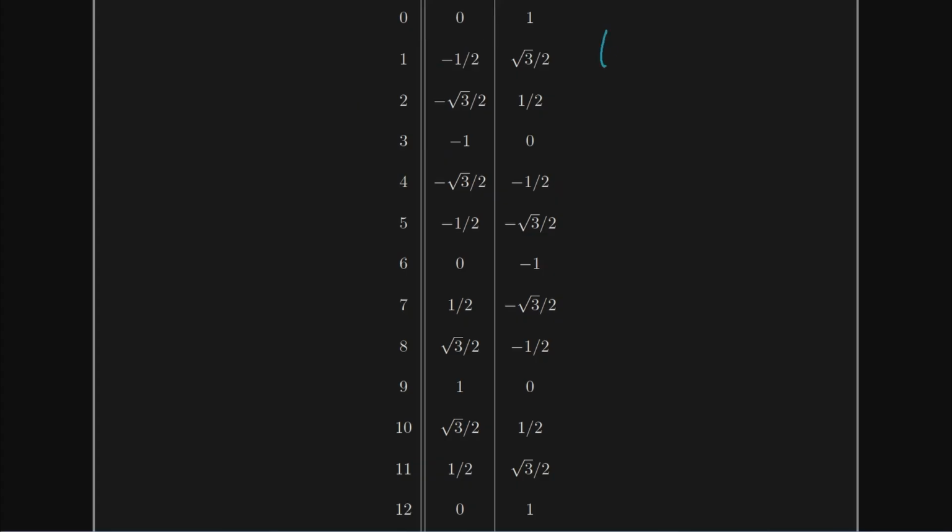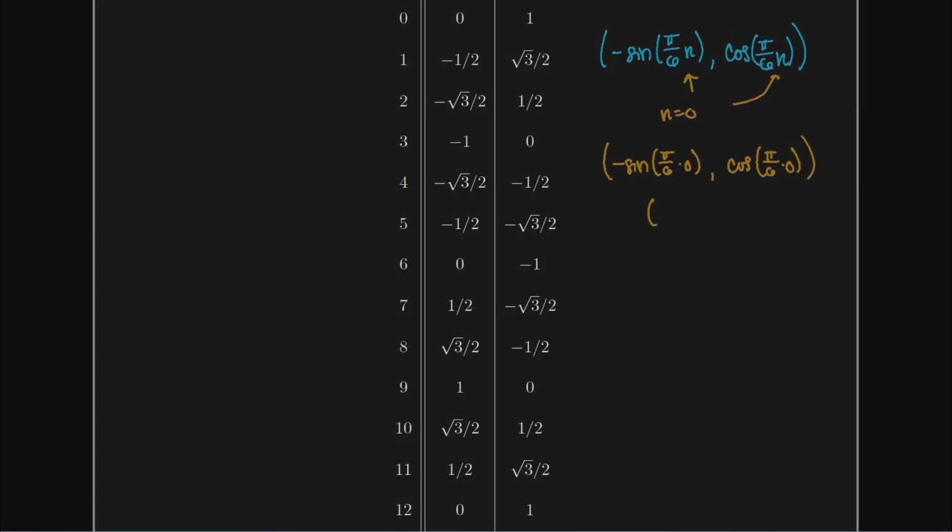Let's recall we ended up with negative sine of pi over 6 n, and we ended up with cosine of pi over 6 n. And so if we evaluate this at, for example, n equals 0, we're going to evaluate negative sine of pi over 6 times 0 and cosine of pi over 6 times 0. This is going to give me sine of 0, which is 0, and cosine of 0, which is 1. So there's my first point, 0, 1.